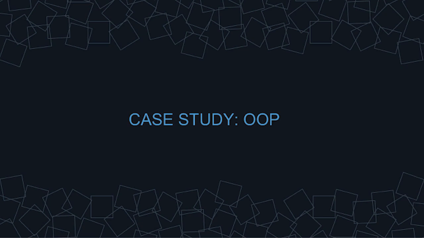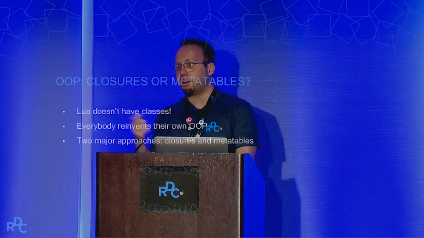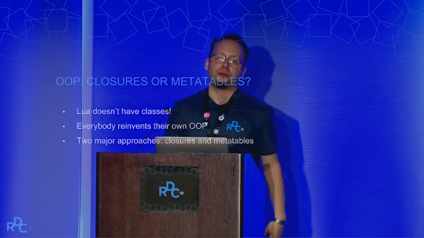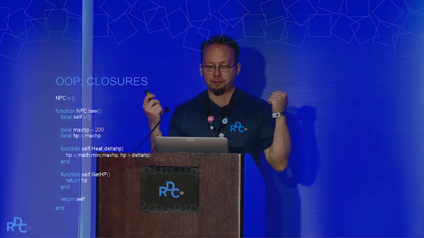So let's do a case study on how you apply this knowledge, right? Some operations are faster, some are slower. OK, how does this help? Let's look at object-oriented programming. Everybody does this, but also everybody does this in their own way, because Lua doesn't have first-class support for this, which we hope to fix at some point in the future. So there's two dominant approaches, closures and metatables, and I will compare them directly, and maybe this will help understand how to reason about code's performance.